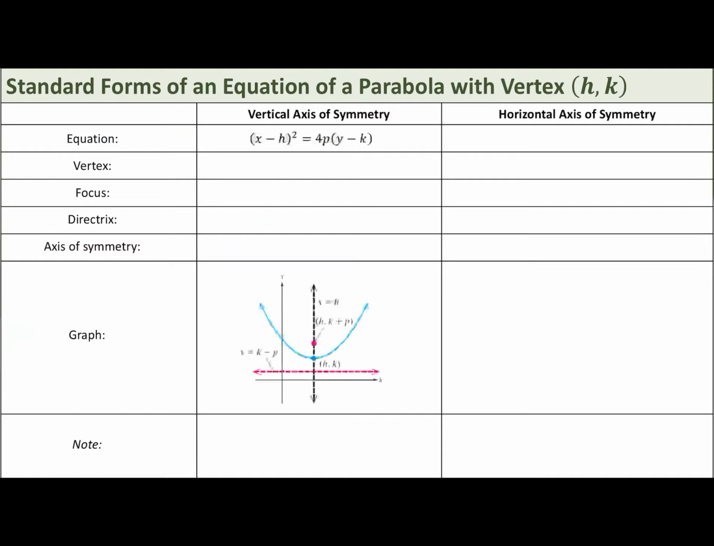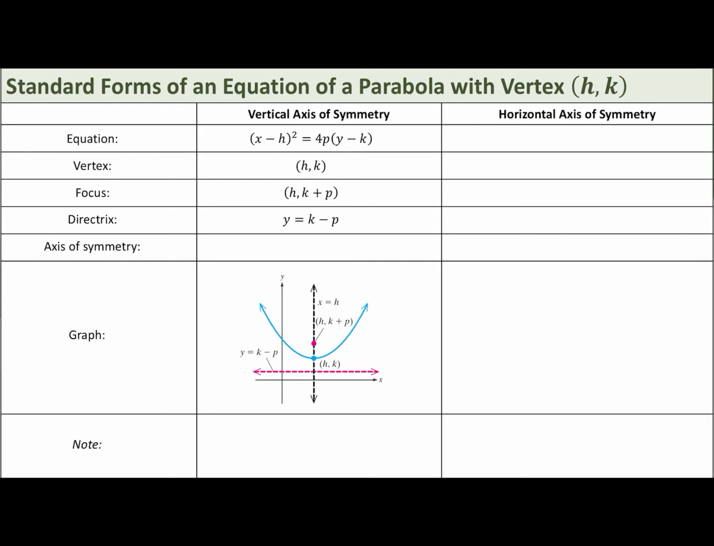And that means that the vertex is at (h, k), right? That's what we've done, is we've shifted it. So down here at (h, k), that is our vertex. Okay, now whatever p is, our focus is going to be up from there. So it goes up p. So the x value is the same, but the y value is added p. So h is the x value still, but k plus p, now that will be the y value for the focus. And the directrix, we go the opposite direction.